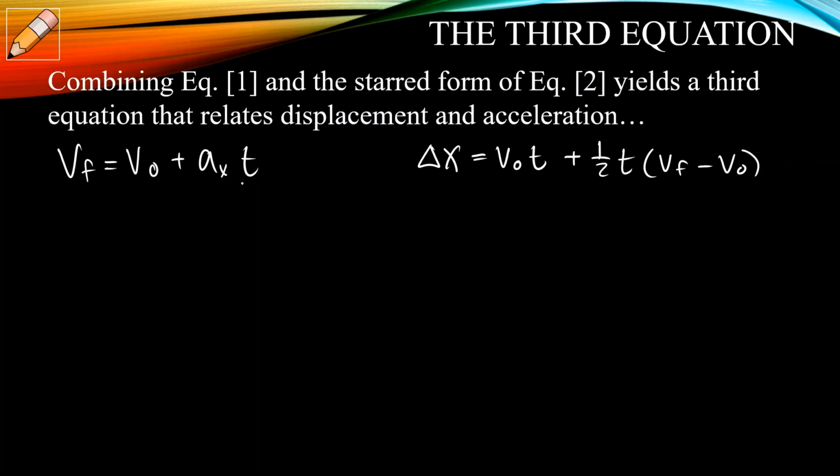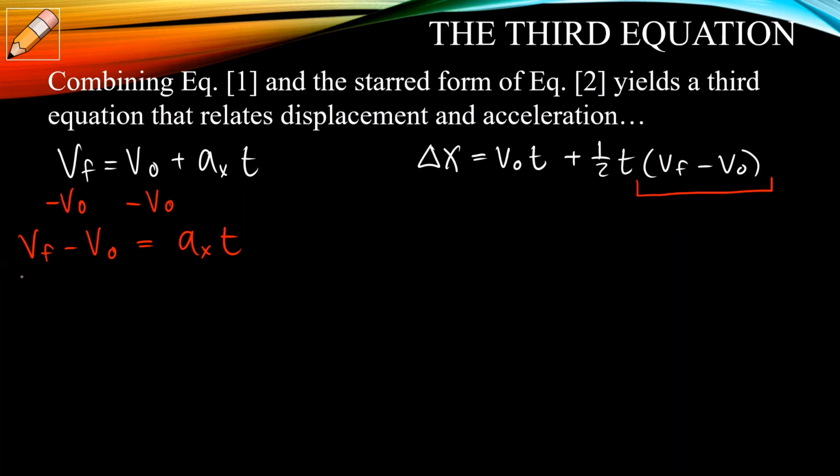Or no, I'm sorry, I'm confusing this one with the next one. What we want to do is get this. We notice that on equation 2, we've got this final velocity minus this initial velocity. And what we want to recognize is that we could get that same term out of equation 1 if I subtract the initial velocity from both sides. Then I'm going to have the final velocity minus the initial velocity equals the acceleration times time.